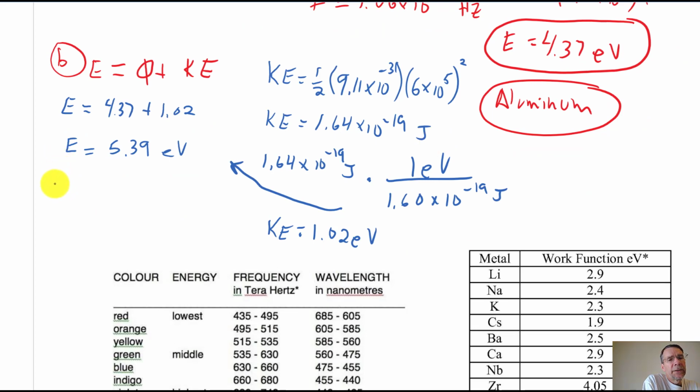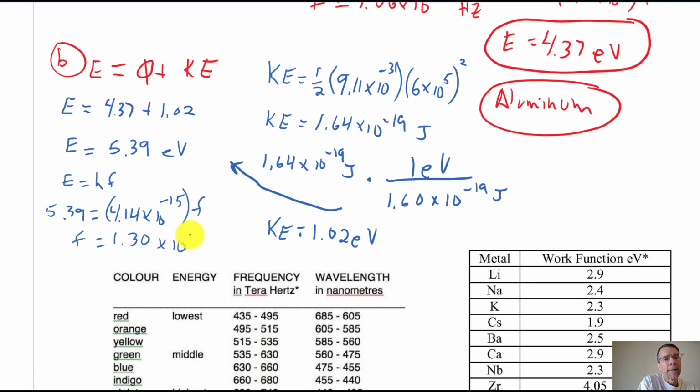You might be able to take some shortcuts by now. I'm plugging into E equals hf. I know E of these photons, the energy, is 5.39 electron volts. So I have to keep it in electron volts, 4.14 times 10 to the negative 15th times f. So the frequency of these photons is 1.30 times 10 to the 15th hertz. All right, but I need the wavelength.